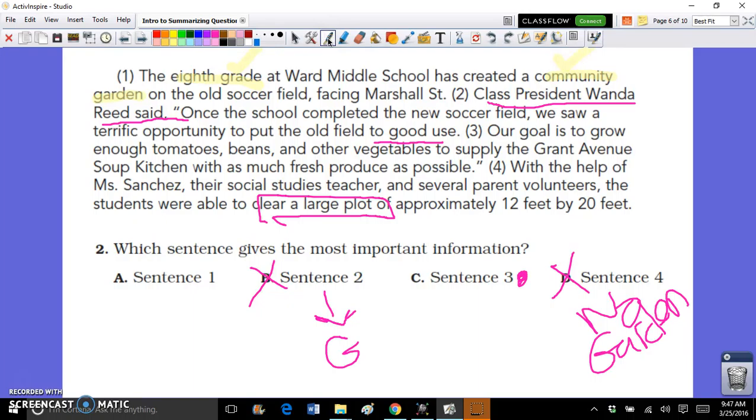So I am now stuck between sentence 1 and sentence 3. Let me go back to sentence 3. Our goal is to grow enough tomatoes, beans, and other vegetables to supply. All right. Does that show that it's a community garden? It's kind of implied, but it doesn't state it as specifically as sentence 1. If I showed somebody sentence 1, I think they would really get what this passage is about.